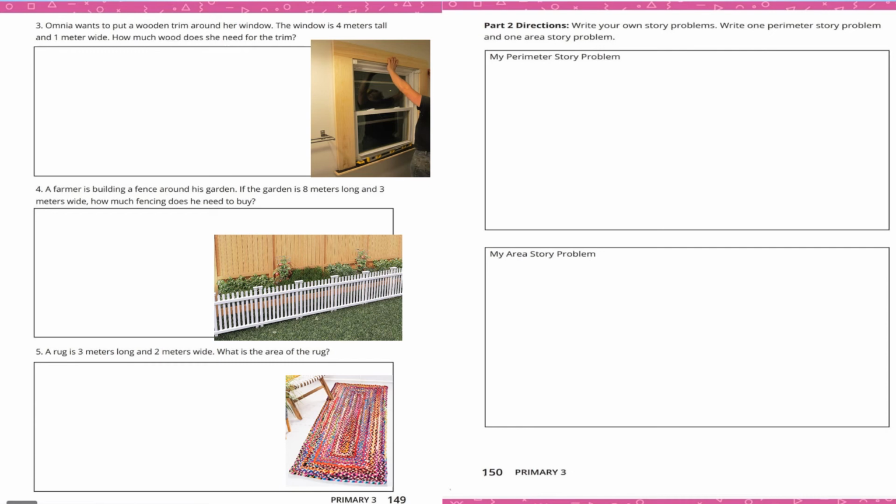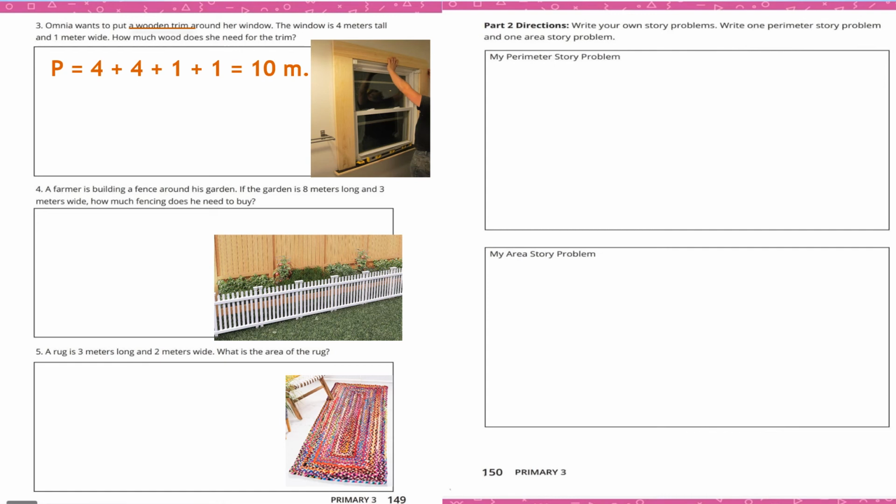So how much wood does she need for the trim? She is putting a wooden trim around here. It's like the fence of the garden. So we are calculating here the perimeter. Perimeter of a rectangle, length plus width plus length plus width. So it will be 4 plus 4 plus 1 plus 1. The total equals 10 meters.